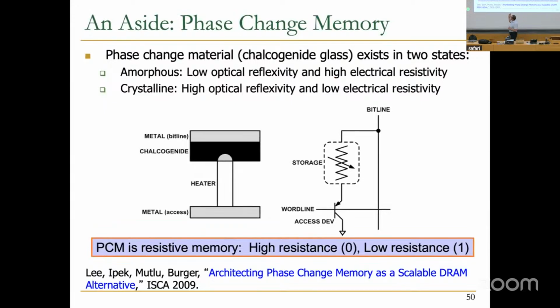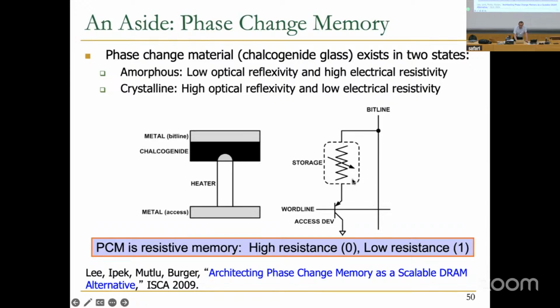This is an area that I have worked on quite a bit. I actually work a lot on memory in general, but there are other technologies. I'll give you one example over here. Phase change material. One example is chalcogenide glass. It exists in two different states, amorphous and crystalline.